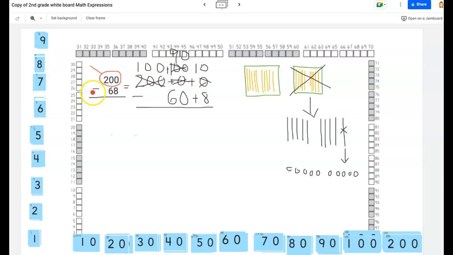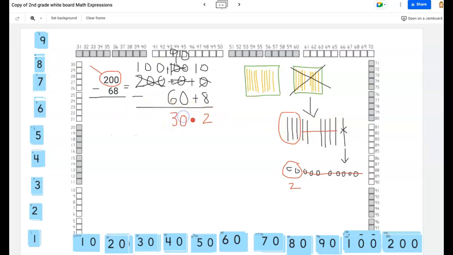So remember, we're subtracting. So set 10, take away 8. If I were to take away 8, that's 5, 6, 7, 8. I'm left with 2. And I'll put it down here. Now I'm taking 60 away from 90. So I'm going to go ahead and cross it off. So this is 10, 20, 30, 40, 50, 60. Taking all that away, and I'm left with 30. 10, 20, 30.